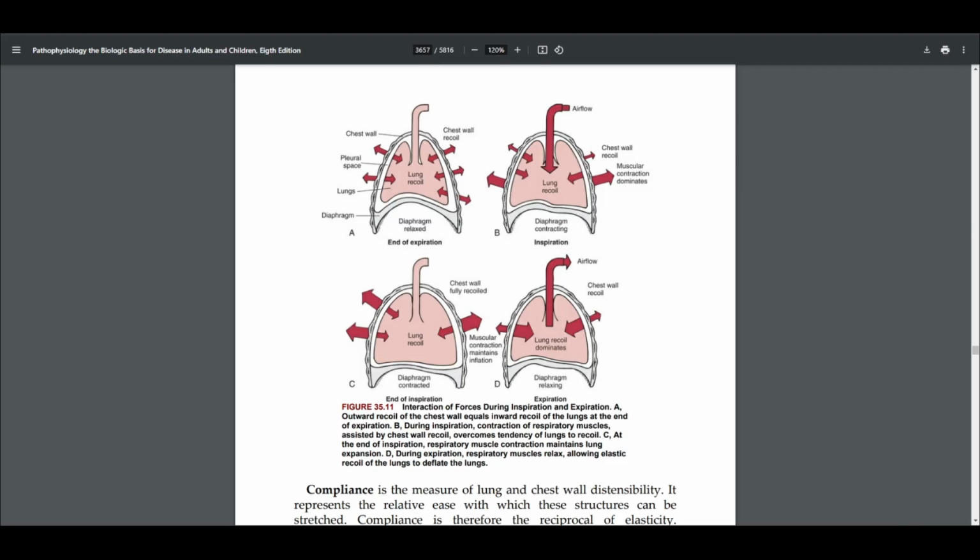And then figure D, during expiration, the respiratory muscles begin to relax, allowing elastic recoil of the lungs to deflate the lungs. And that would trigger figure A again. The outward recoil of the chest wall equals inward recoil of the lungs, and at the end of expiration.